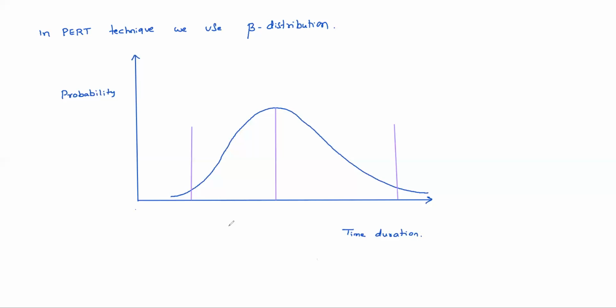So this is optimistic T naught, this is TP, this is TM, most likely time, okay? It is at a mode, peak or mode. Peak or mode at most likely time.